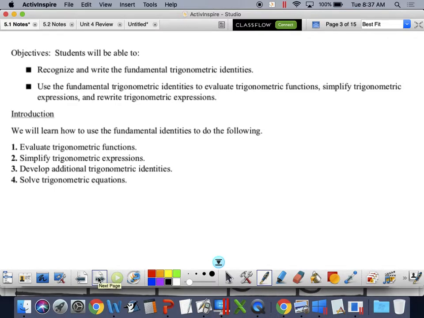So our objective today is to recognize and write the fundamental trig identities and then use these identities to evaluate functions, simplify expressions, and rewrite trig expressions. So you're going to notice that we're going to use these identities and move sine, cosine, move everything around, solve for our angle, solve for our x, whatever the case may be.